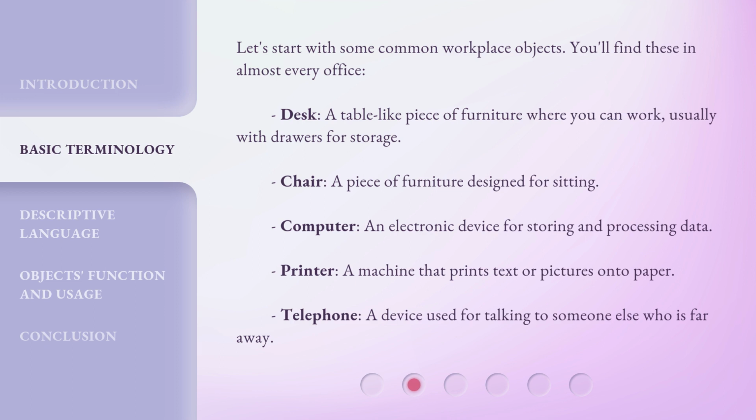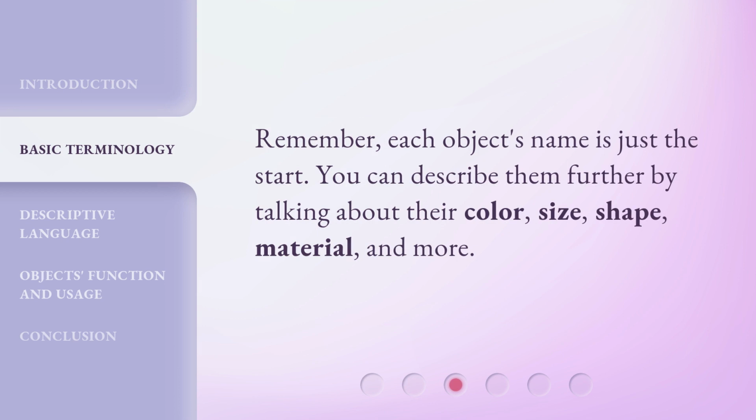Printer. A machine that prints text or pictures onto paper. Telephone. A device used for talking to someone else who is far away. Remember, each object's name is just the start. You can describe them further by talking about their color, size, shape, material, and more.